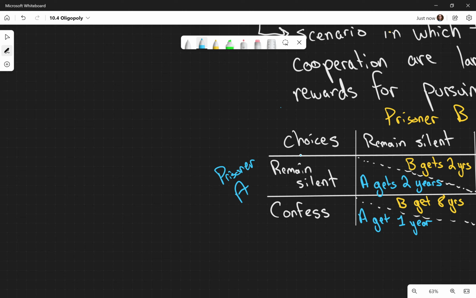So this is like golf, right? We want fewer years in prison. Lower is better. So if they assume prisoner B is going to remain silent, the best thing for the person to do would be to confess. So we can go ahead and underline this to let us know that that's the choice they would make if prisoner B were to remain silent.